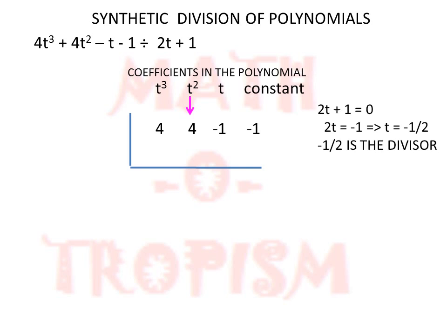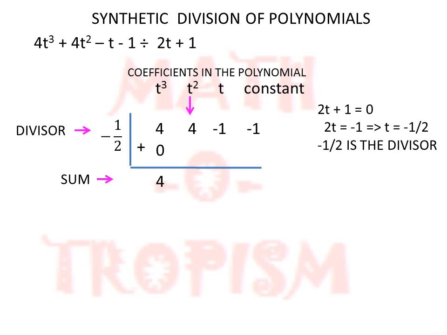So 2t plus 1 should be equated to 0. So 2t will come as minus 1, so t is equal to minus 1 by 2. So my divisor is minus 1 by 2. The first entry under the first coefficient 4 is going to be 0. So when I add the coefficient and the entry, it will come to a sum of 4.